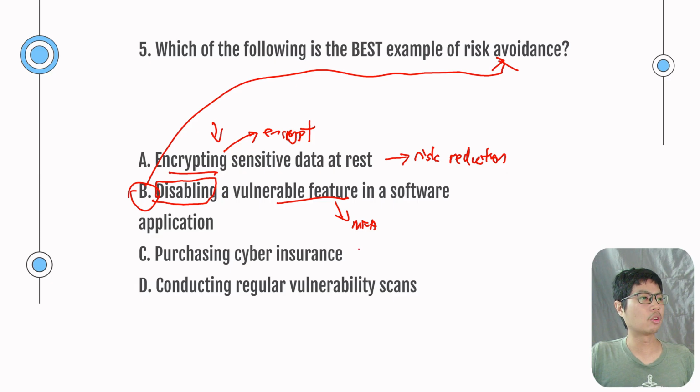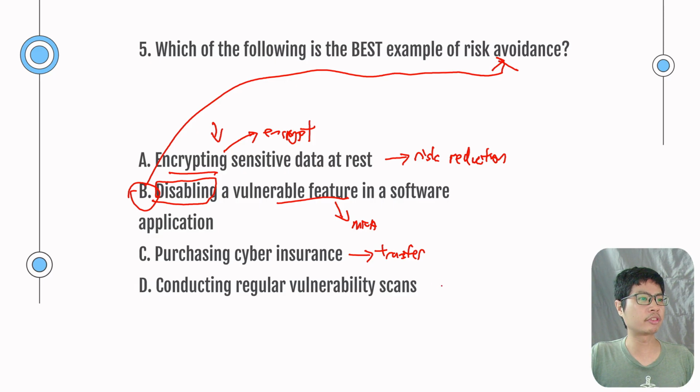Okay. Let's examine some of the other options. Purchasing cyber insurance. This is more of a transfer of risk, because we are not really avoiding anything that's happening. We are still letting it happen. We are just saying that we are insured and we'll get compensated if it happens.